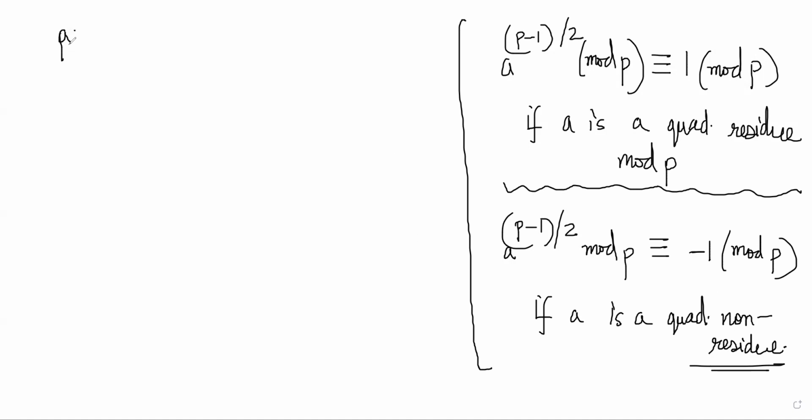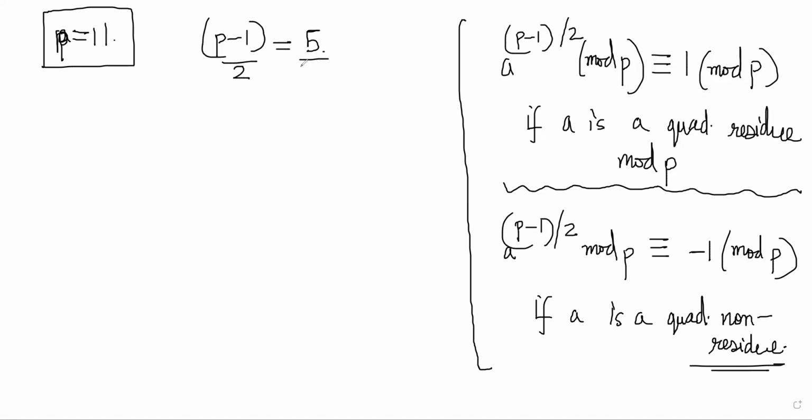So let's take p as 11. That's the next prime number, 11, odd prime number, right? So p minus 1 by 2 is what? It is 5, correct? Let's find the quadratic residues for p equal to 11. So we have 1 square is 1. Then we have 2 square is 4. 3 square is 9. 4 square will be 5.